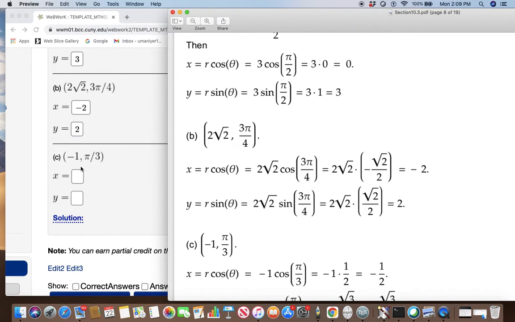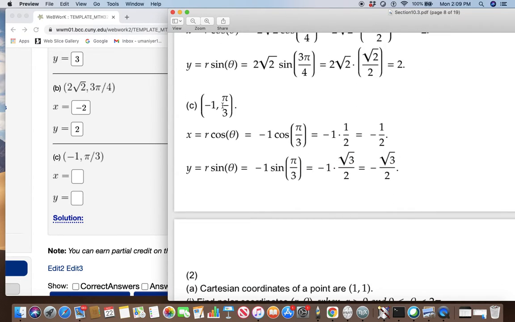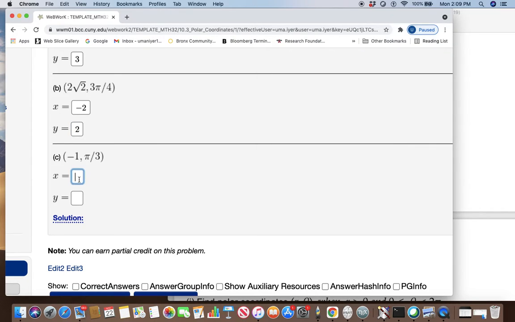Okay. Next, negative 1, pi over 3. r is negative 1. Theta is pi over 3. x coordinate is r cosine theta. Negative 1 cosine pi over 3. Cosine pi over 3 is 1/2. Negative 1 times half, that's negative half. y coordinate is r sine theta. Negative 1 sine pi over 3. Sine pi over 3 is root 3 over 2, so negative square root 3 over 2. Negative half, negative square root 3 over 2.